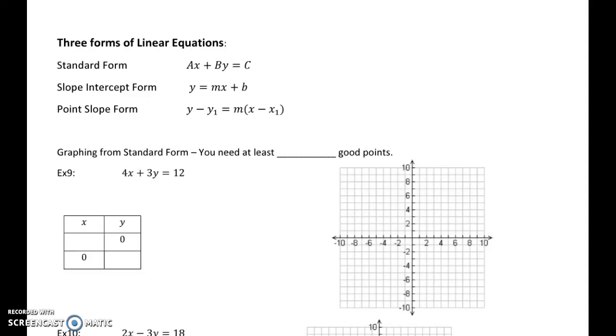All right, you should be familiar with the three forms of linear equations. The first one is standard form, where you have a coefficient times x plus a coefficient times y equals a constant. In this form, a, b, and c are integers. No fractions or decimals in this form.